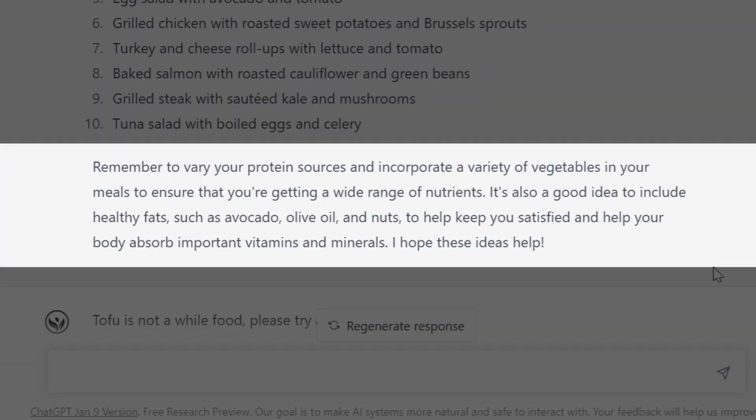But if you're worried about vitamins and minerals, organ meats are a great way to get those in. It also says it's a good idea to include healthy fats such as avocado, olive oil, and nuts to help keep yourself satisfied, which that part is absolutely reality. And it helps your body to absorb important vitamins and minerals. So those fat-soluble vitamins and minerals.